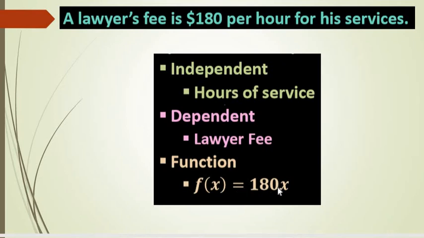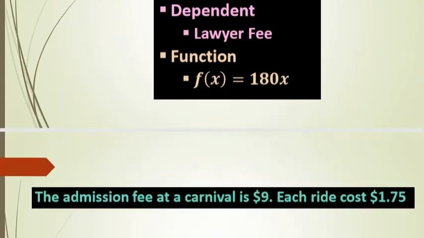You have f of x equals 180x. So you have per right here. Per would be like talking about x. $180 per hour for your function.